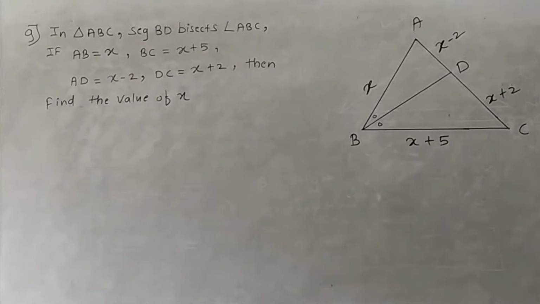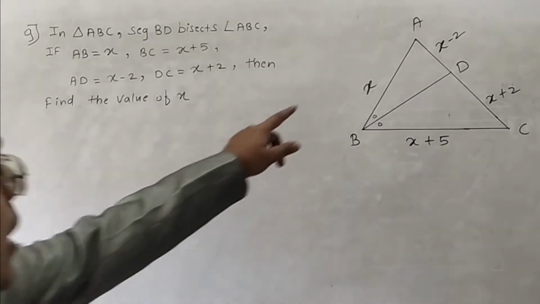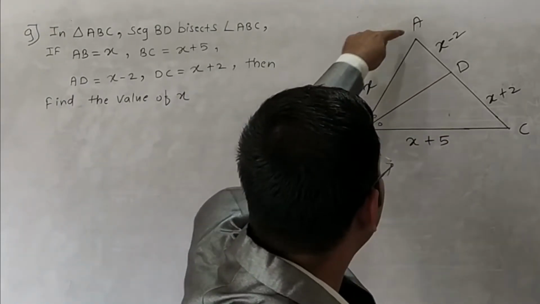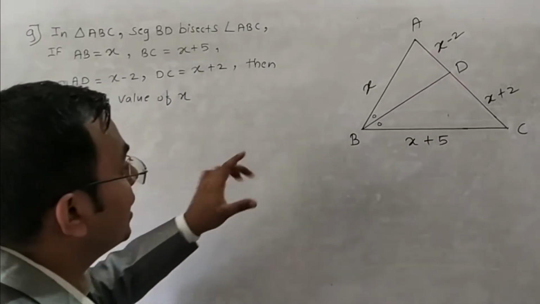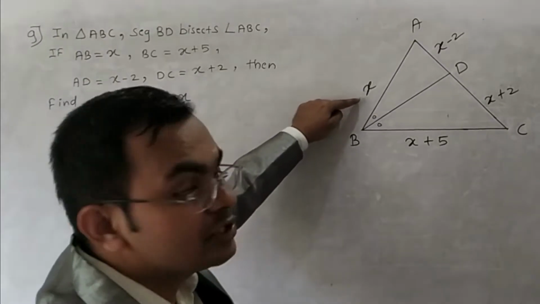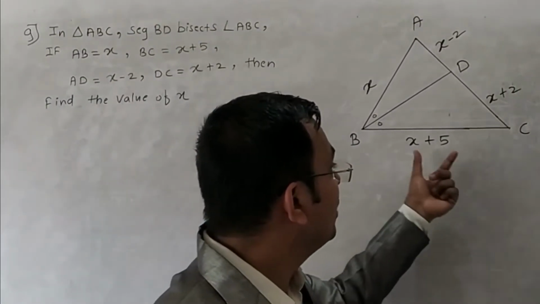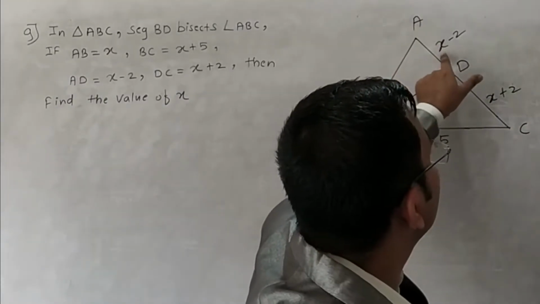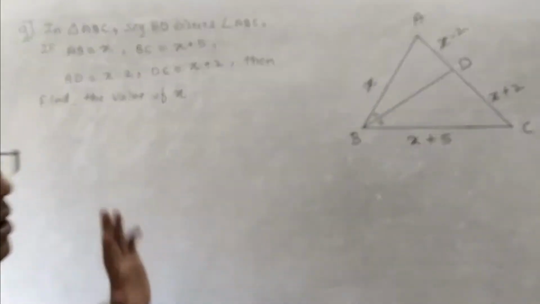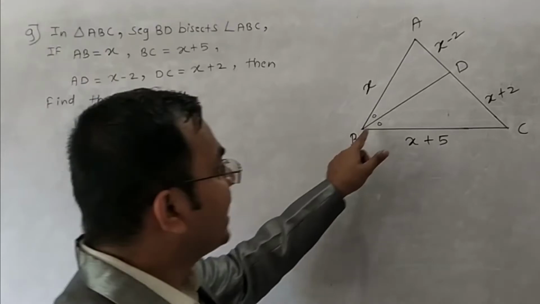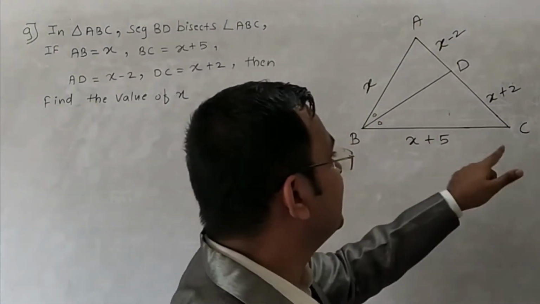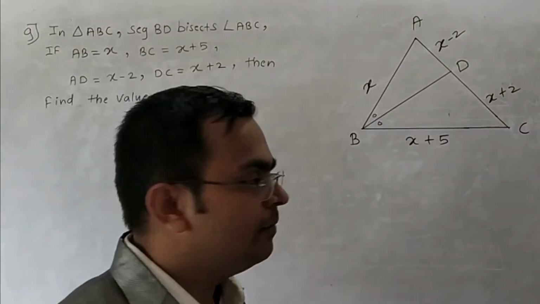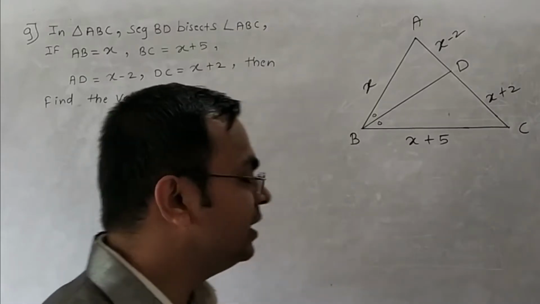Now, in the 9th sum, in triangle ABC, segment BD is the bisector of angle ABC, and AB is equal to x, BC is equal to x plus 5, DC is equal to x plus 2, and AD is equal to x minus 2. Then find the value of x. So here the bisector of angle ABC is given. BD is the bisector of angle ABC. So by using the angle bisector property, we can find out the value of x in this sum.